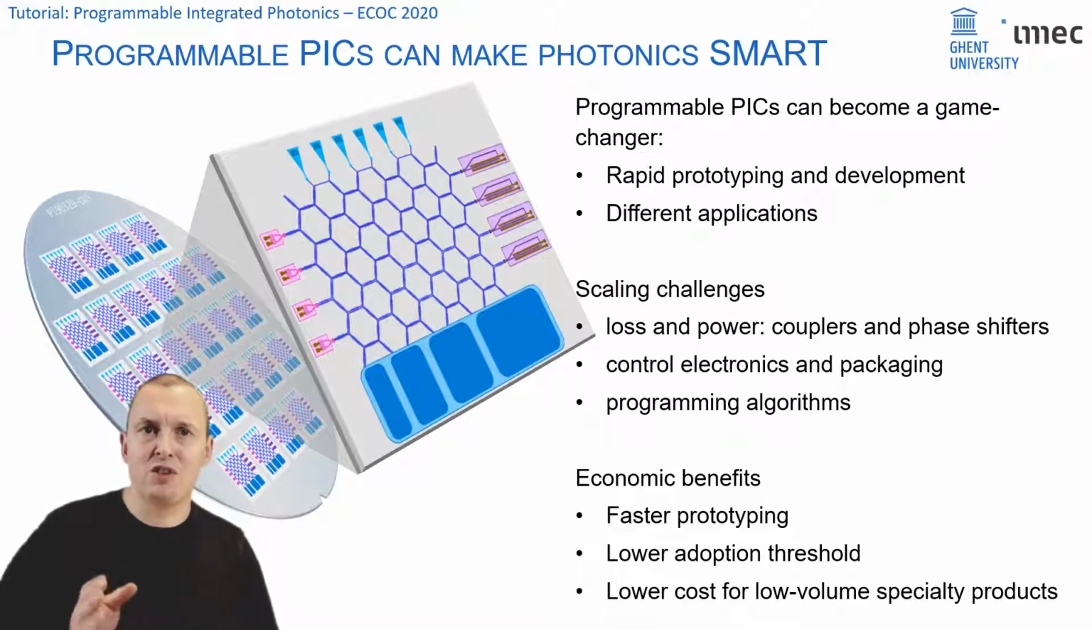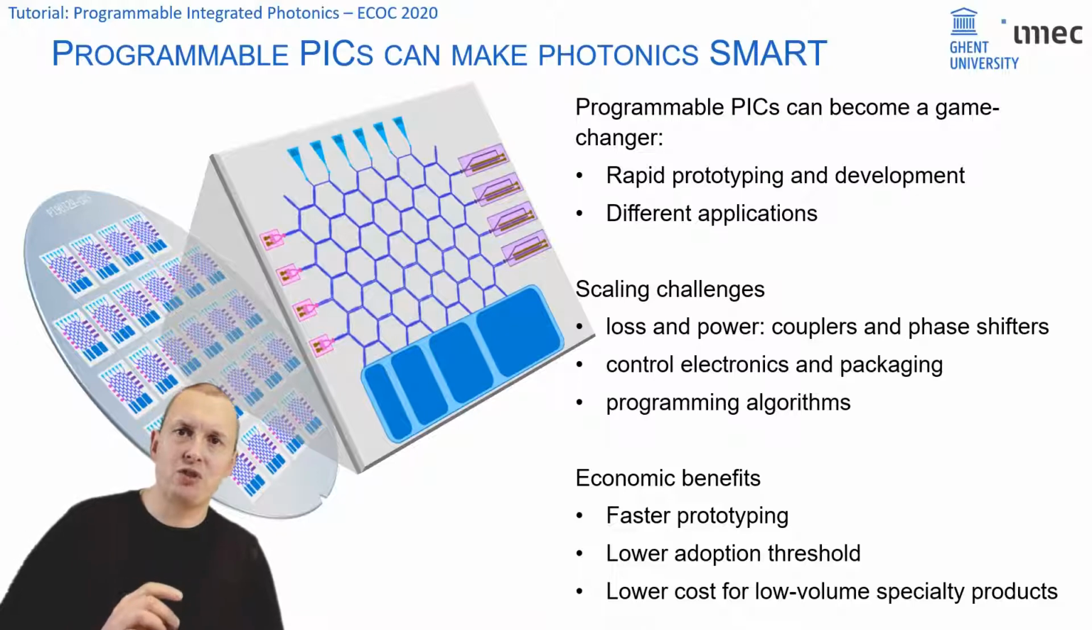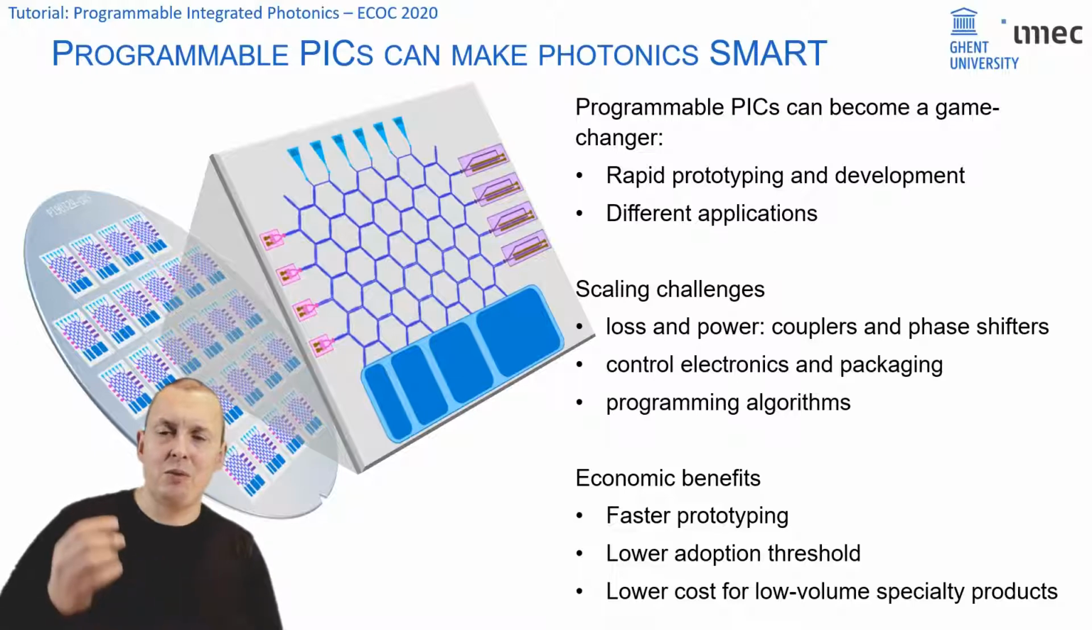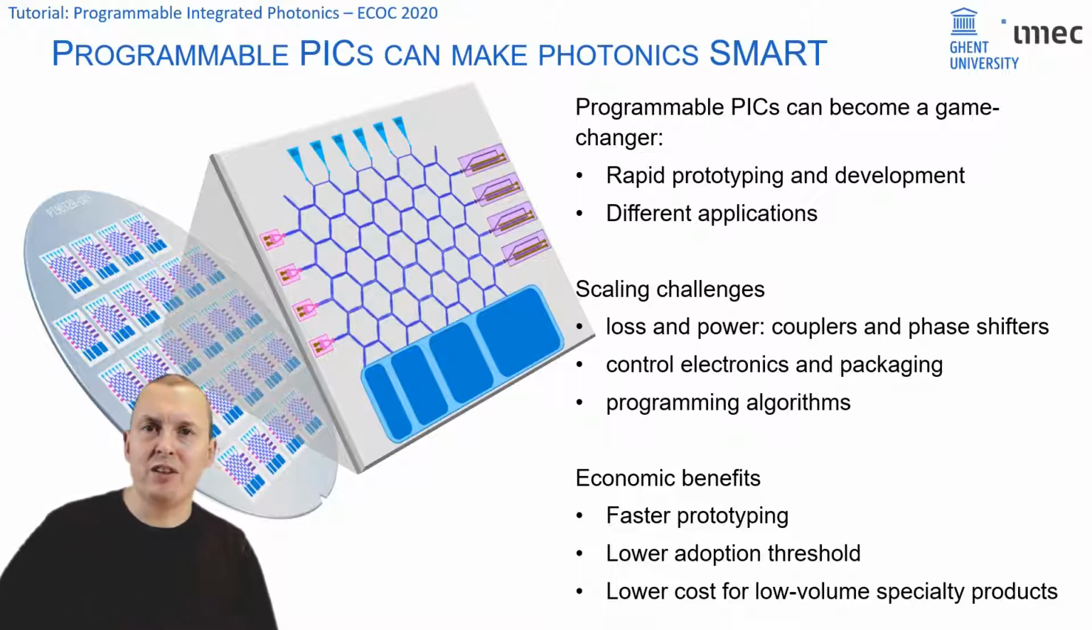The first prototypes of these chips have been fabricated, but there's a lot of challenges to make this scale. We need to get the loss and power consumption down. We need to get the control electronics and the control algorithms there to configure these large circuits. But the economic benefits of being able to prototype this faster and essentially lower the adoption threshold for integrated photonics creates enormous opportunities. I mean, we could get the maker community enthusiastic about manipulating coherent light on a chip. And then at that point, it's totally unclear how many new applications we will see for integrated photonics.